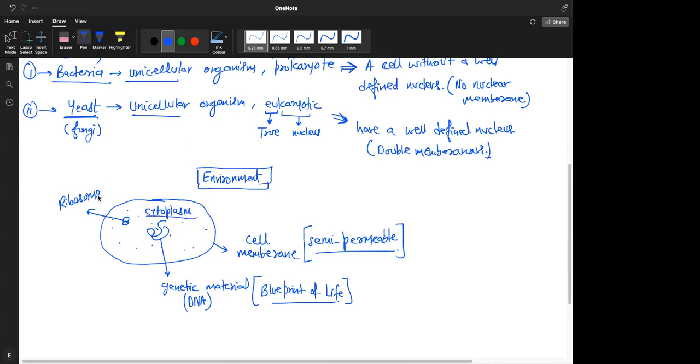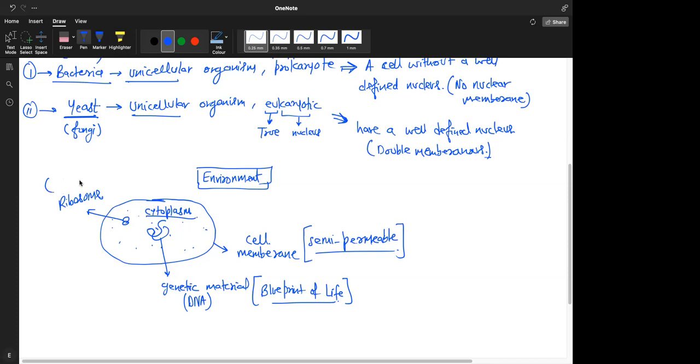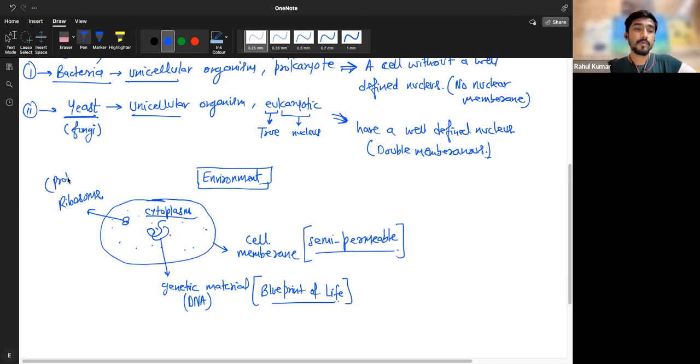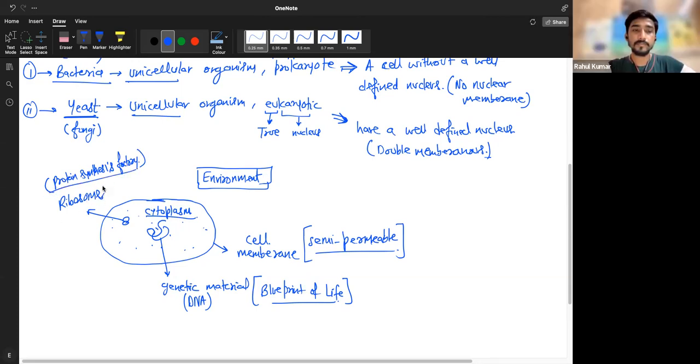And what does ribosome do? What is ribosome known as? It is called protein synthesis factory. All the protein in the cell is produced by ribosomes. So we have DNA, which has the genetic material, the blueprint of life. We have ribosomes that will make proteins in the cell. That protein will help us to repair the cell and survival of the cell, everything. And we have a cell membrane to protect that cell from the outside environment, right?